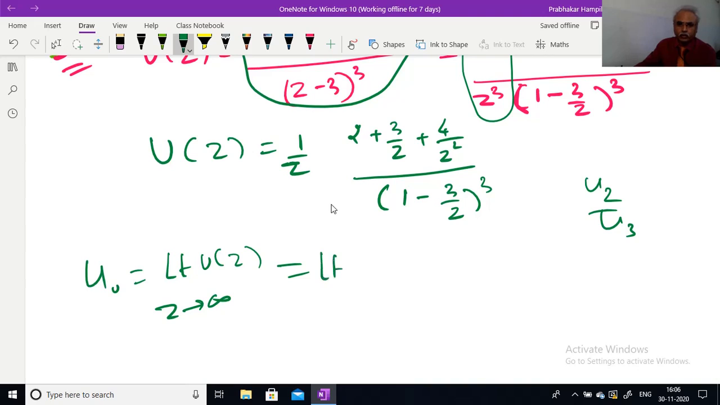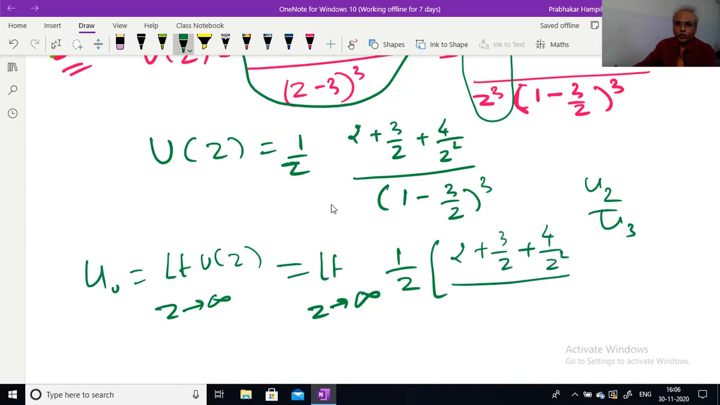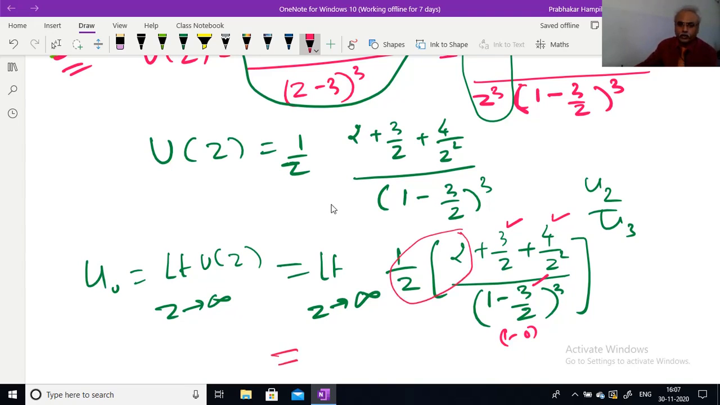This is the limit of the right hand side, which is 1 by z into bracket 2 plus 3 by z plus 4 by z square, whole divided by 1 minus 3 by z whole cube. Now wherever something divided by z is there, you are going to get infinity. So 3 by infinity, 4 by infinity is 0. So this becomes 1 minus 0 raised to 3, and 2 upon infinity also becomes 0. So totally this is 0.